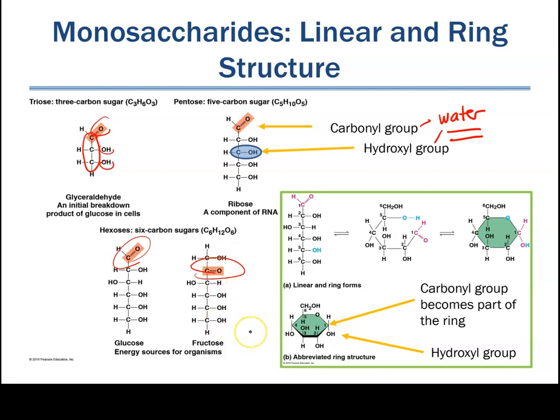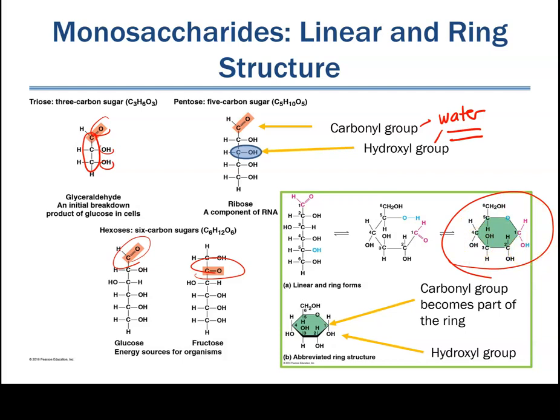The placement of those functional groups is going to affect how we make our ring structure. Now, you do not have to understand how we make the ring structure. We're going to leave that for our chemistry teachers. But the important thing here is that these linear forms will basically fold in on themselves and produce a ring structure that is much more stable than that linear structure. And our carbohydrates, our big polysaccharides, are going to be made up of these rings.